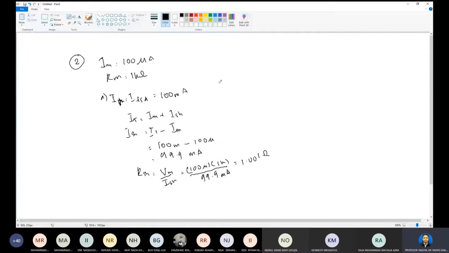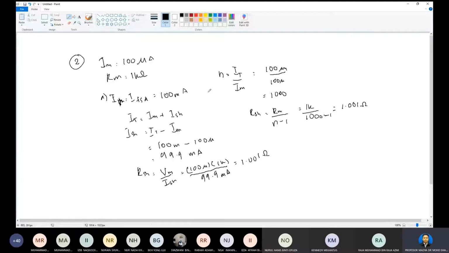Or we can use another formula, another method. N equals I total divided by IM, so 100 milliampere divided by 100 microampere. The N ratio we get is 1000. To calculate the R shunt, another formula you can use is Rm divided by N minus 1. Rm equals 1 kilo ohm, and N equals 1000, minus 1, which equals 1.001 ohms. So this is the other formula.